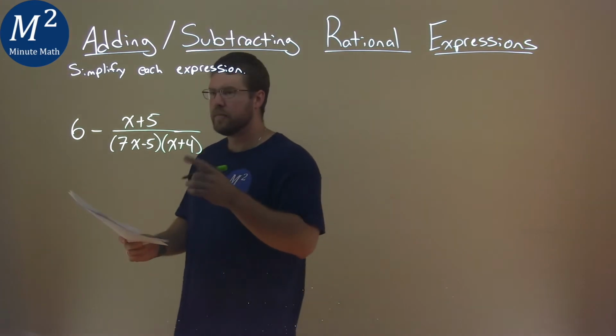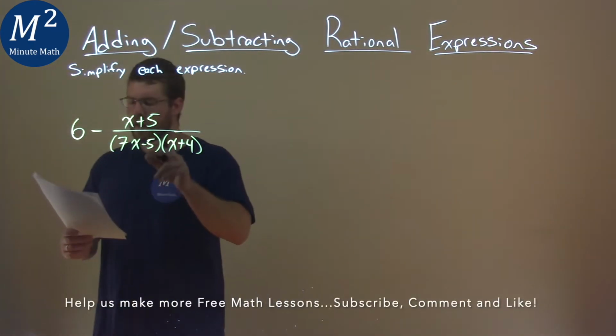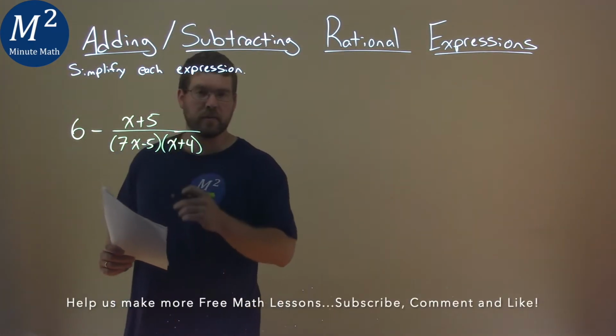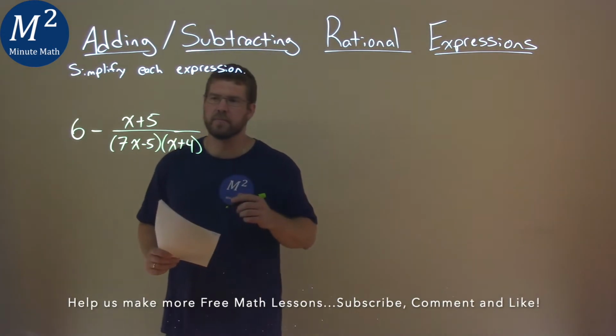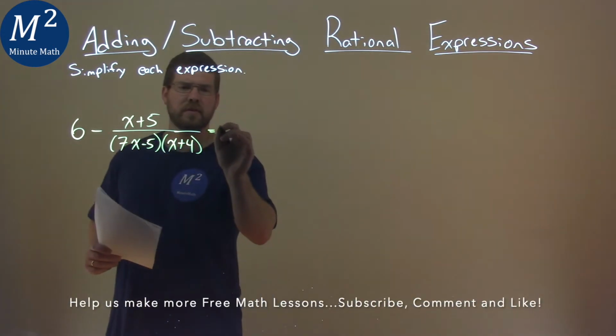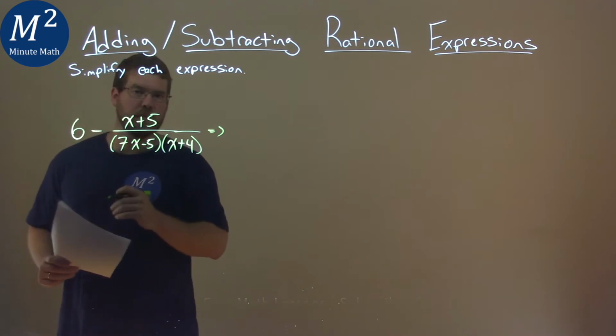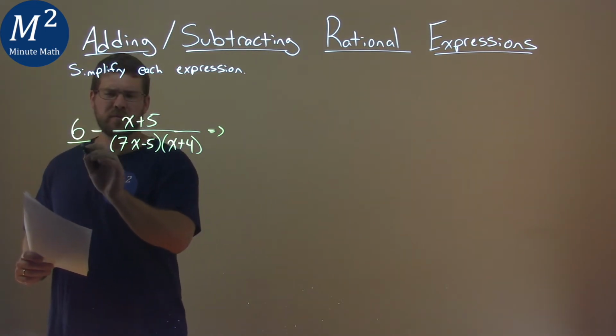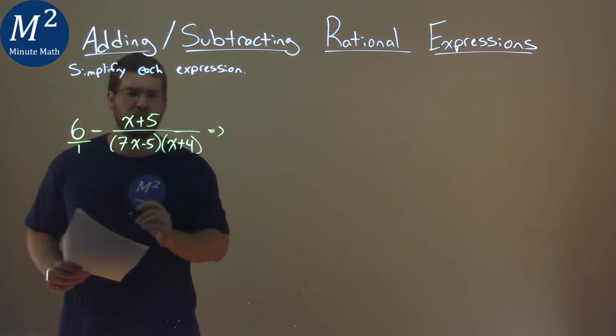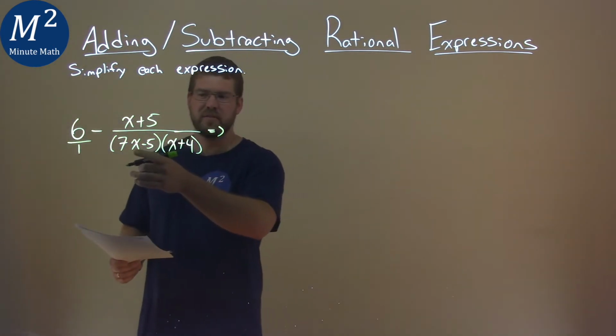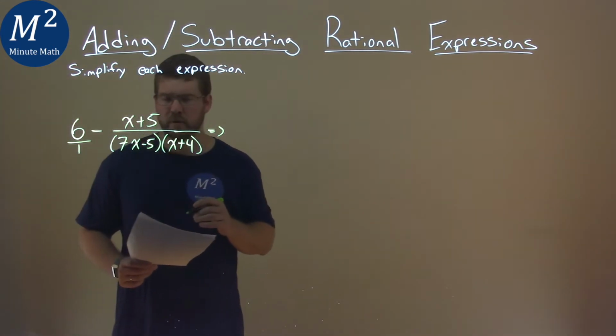We're given this problem right here: 6 minus x plus 5 over 7x minus 5 times x plus 4, and we've got to simplify this. Well, the main thing here is these do not have the same denominator. 6 has a denominator really of 1. And the second part is this multiplication, 7x minus 5 and an x plus 4.